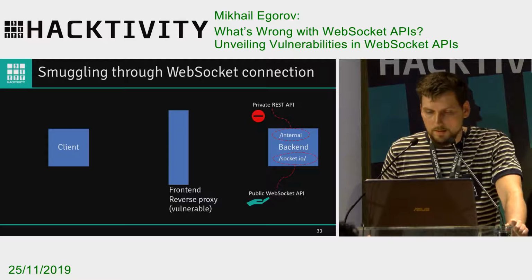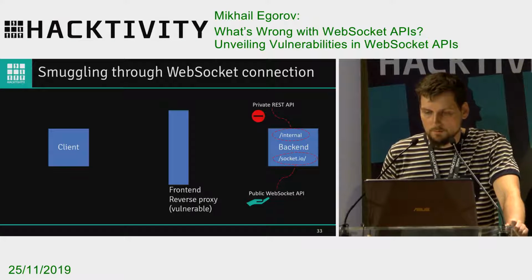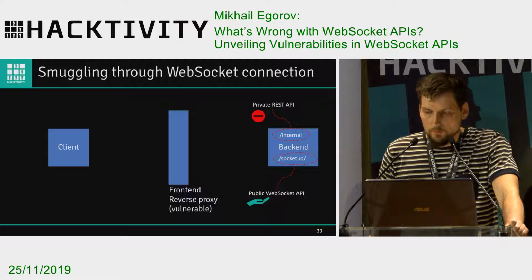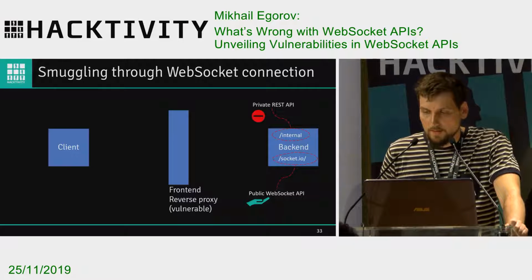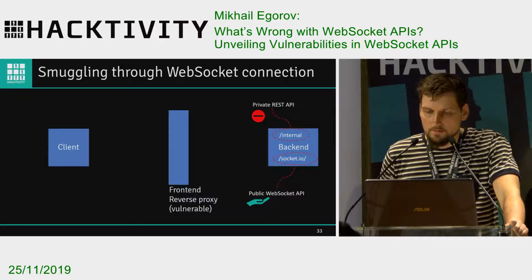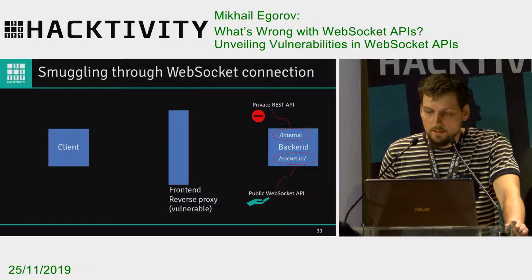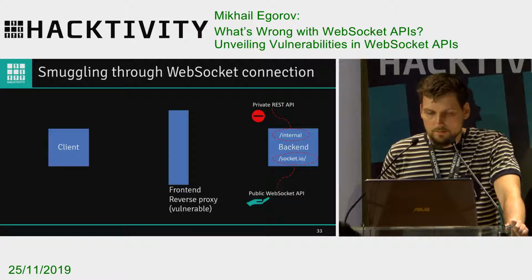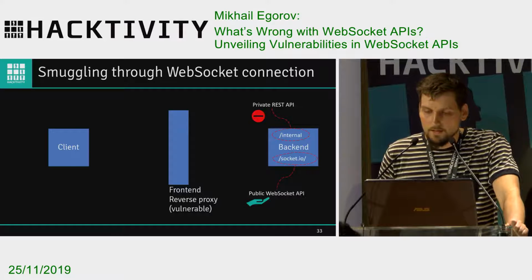Assume we have a backend with a publicly exposed WebSocket API on path /socket.io, and there is an internal REST API used for administration that's private and is not exposed outside. Now we have a client that communicates with the backend via a vulnerable reverse proxy. The purpose of the malicious client is to access the private API.